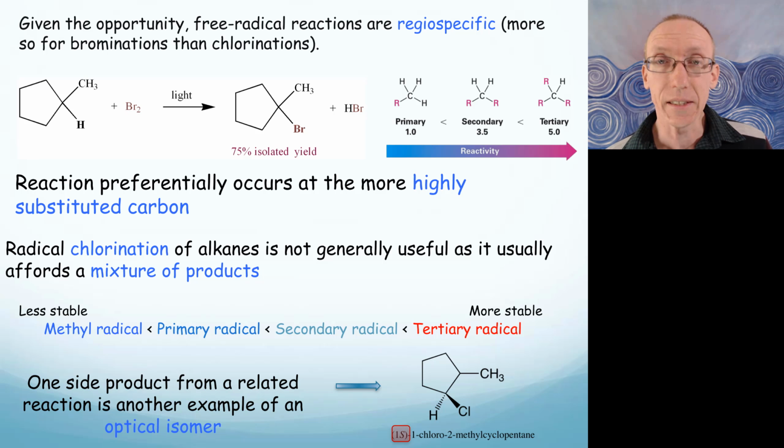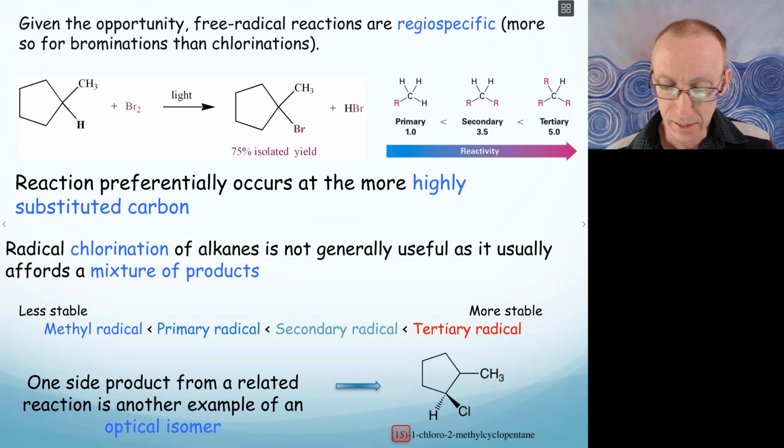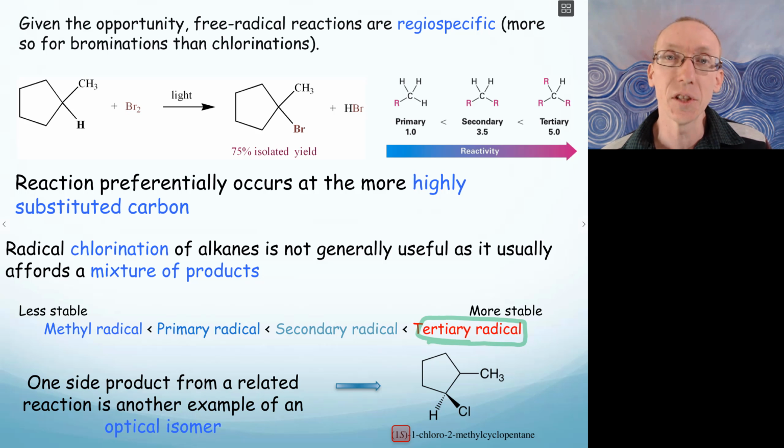The reason why we get this selectivity is because the radicals that we form are more stable with more substituents on the carbon that bears the radical, that unpaired electron. So methyl radicals are extremely unstable, primary are slightly more stable, secondary are more stable still, and then tertiary radicals are the most stable. And so tertiary radicals are most easily formed, and therefore the halogenation happens most easily at tertiary positions.